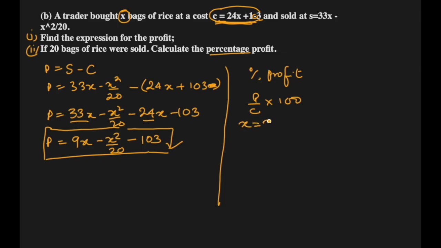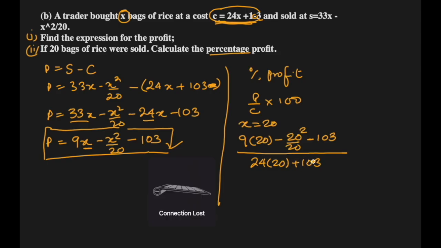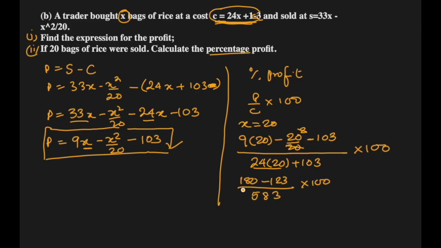And now we know this x is 20. So we'll replace every x by 20. 9 times 20 minus 20 square over 20 minus 103, divided by cost price, which was 24 times 20 plus 103, multiplied by 100. So this becomes 180. This 20 square will cancel with this, so it becomes minus 123 on top, and 480 plus 103 will be 583. 180 minus 20 minus 103 will be 57 over 583 times 100.